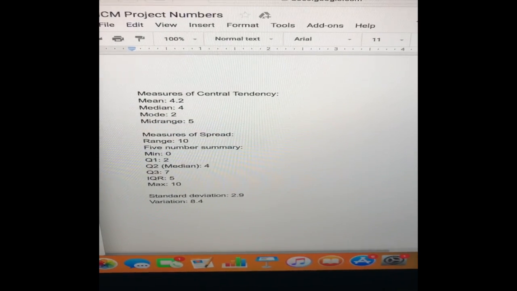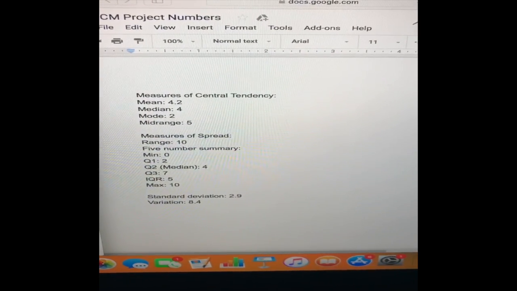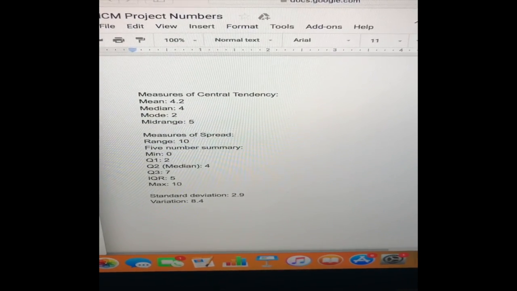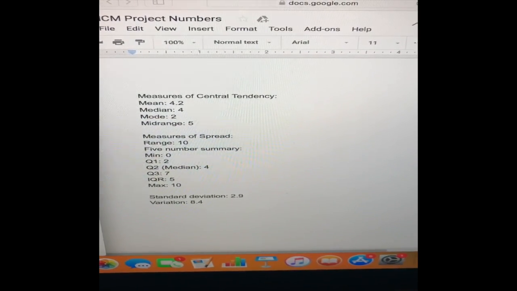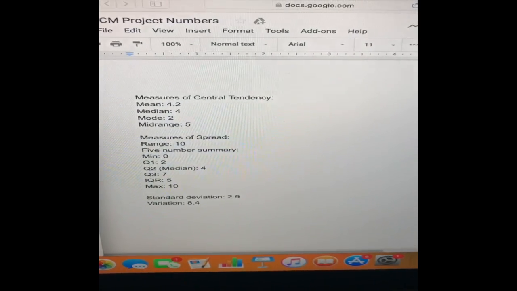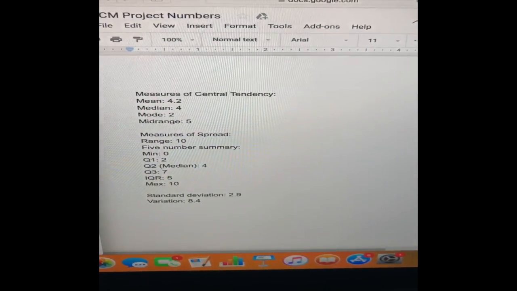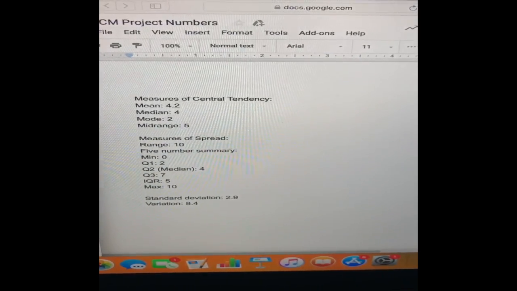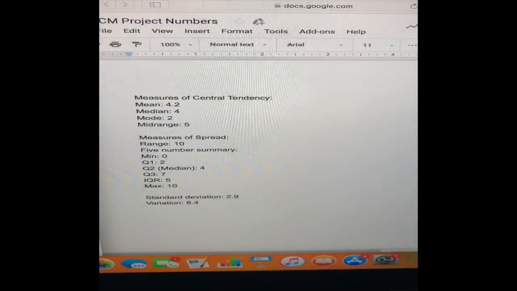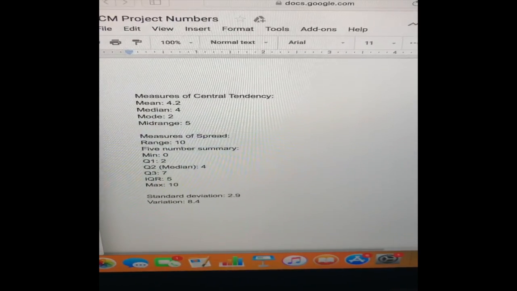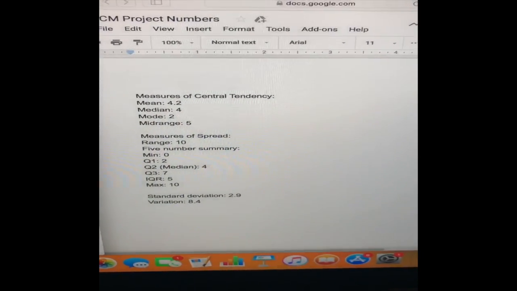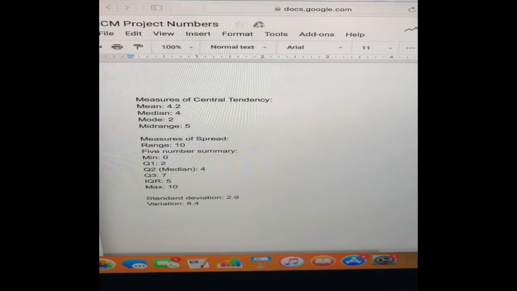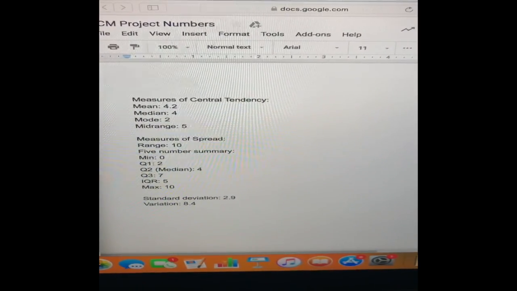adding all the values together and dividing by the number of data points, which is 4.2. The median is the middle value, or number, in the list. Ours is 4. The mode is the most frequently occurring number in a dataset, which is 2, and the mid-range is 5. For the measures of spread, the range is the value given by subtracting the minimum value from the maximum value, which is 10.